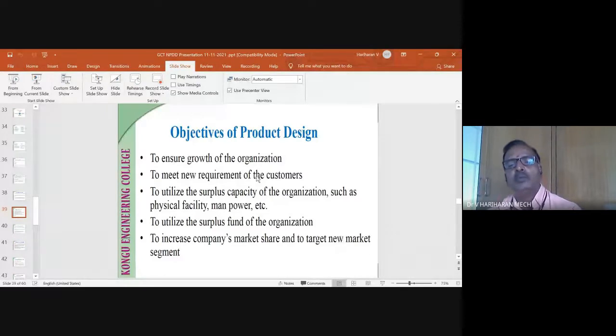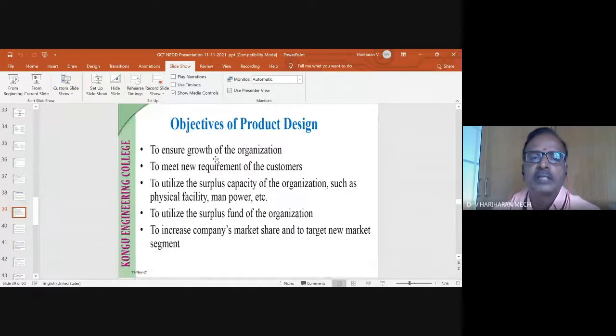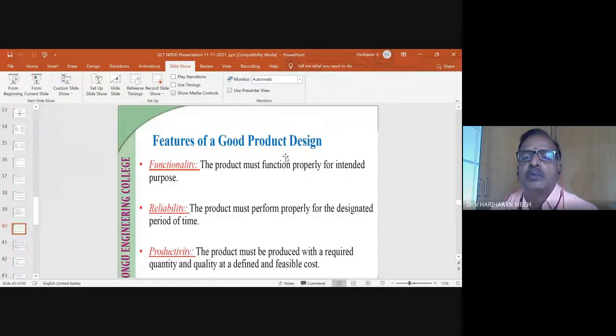So you have to meet these kinds of objectives to get a new product design. Features of a good product design: functionality, reliability, and productivity are the three important things for a good new product design. The product must function properly for its intended purpose. So whatever purpose you are designing a particular product for, that purpose will be fully solved. That is called functionality.